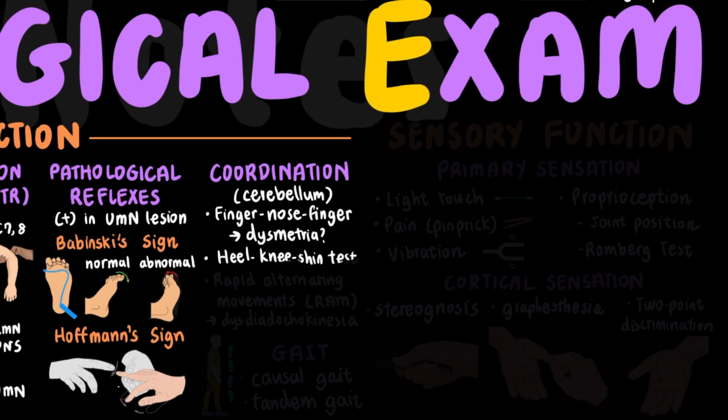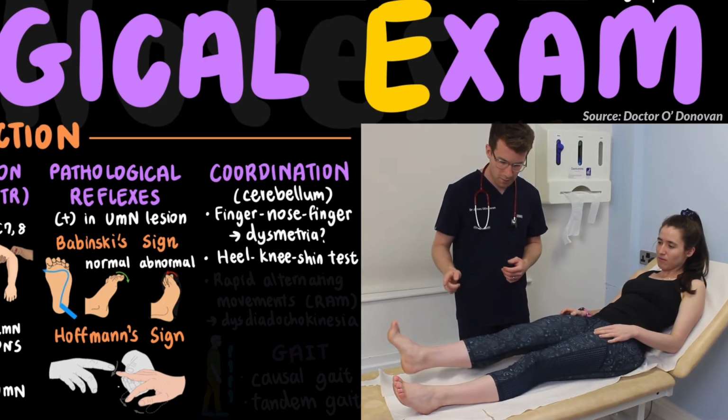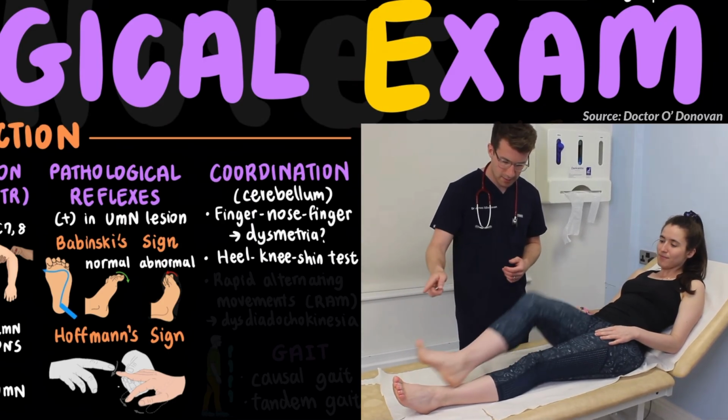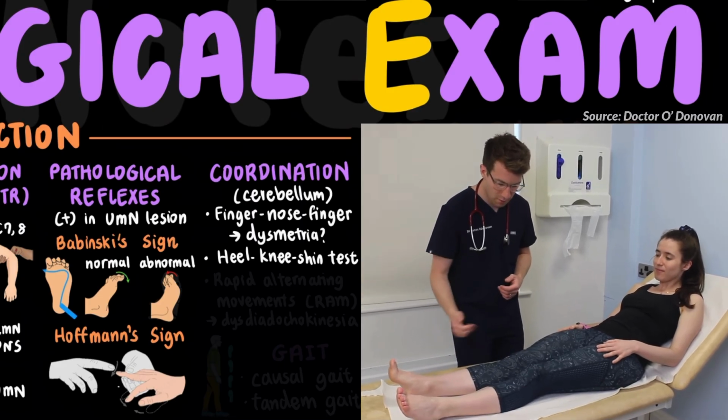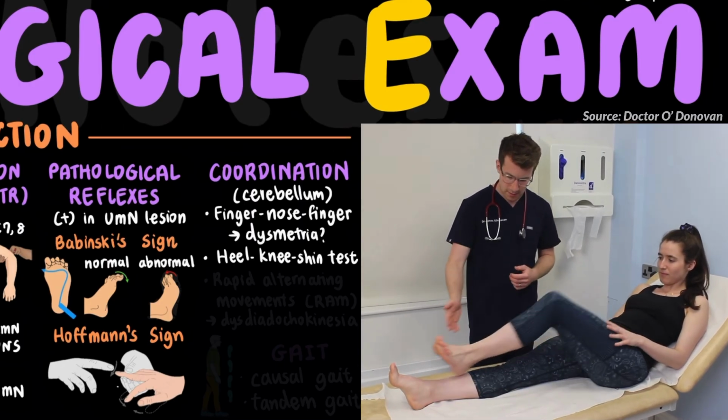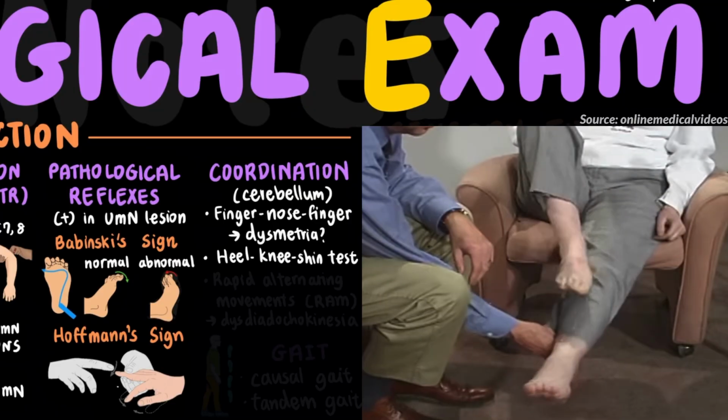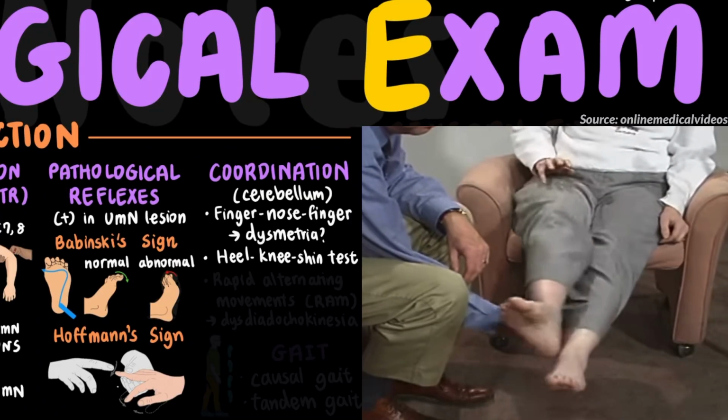Second is the heel-knee-shin test. Ask the patient while lying down to place the heel of one foot on the opposite knee, then slide it down along the shin to the ankle. Normally, the movement is straight and controlled. Wobbling or sliding off the shin indicates impaired coordination.